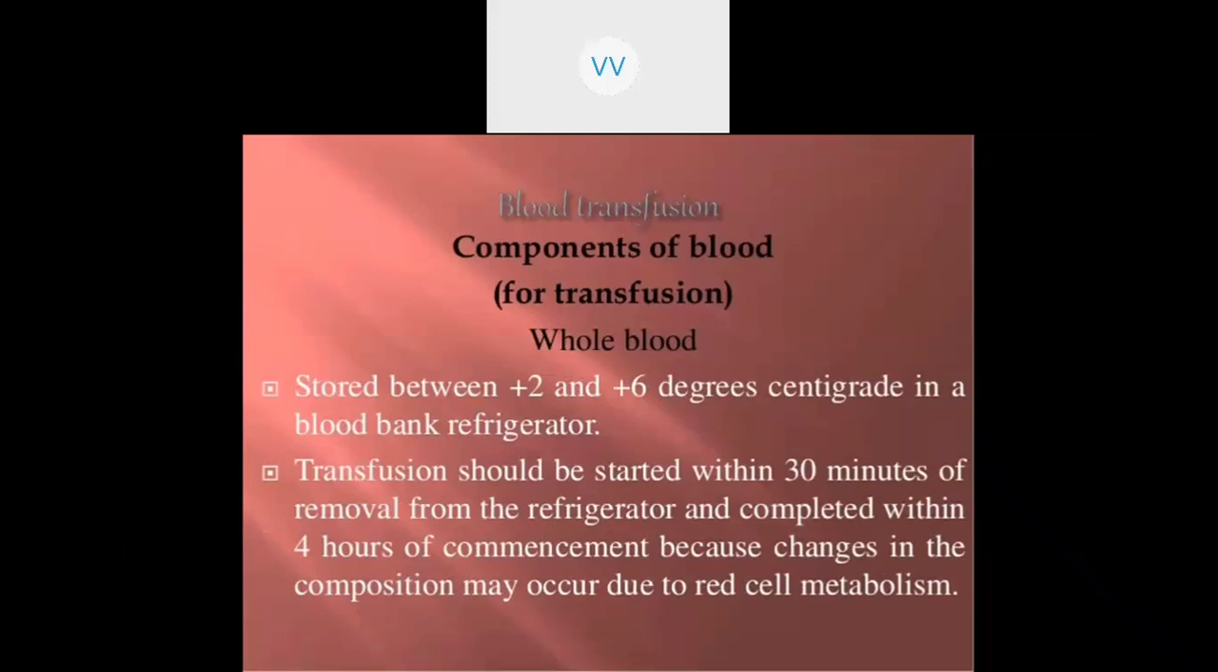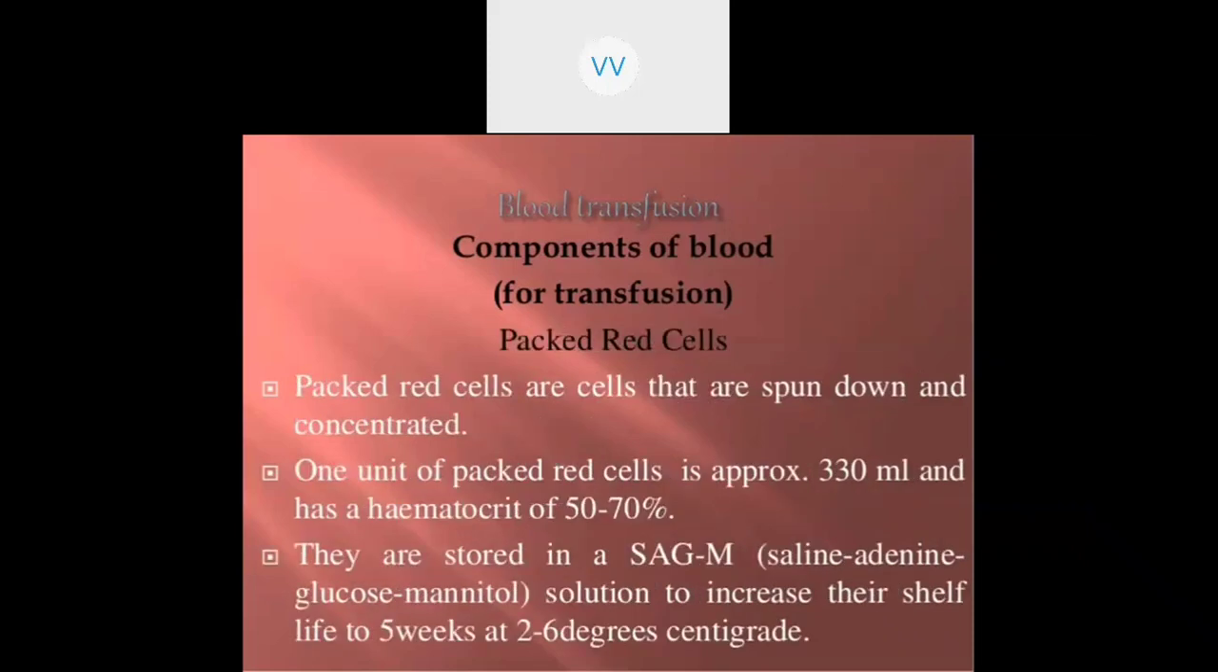The whole blood is stored between +2 and +6 degrees centigrade in the blood bank refrigerator. After removing that whole blood unit bag from the refrigerator, you have to complete it within 4 hours, before any change in the color or thickness of the blood. You have to administer the blood within 4 hours of commencement. Okay, these are some tips.